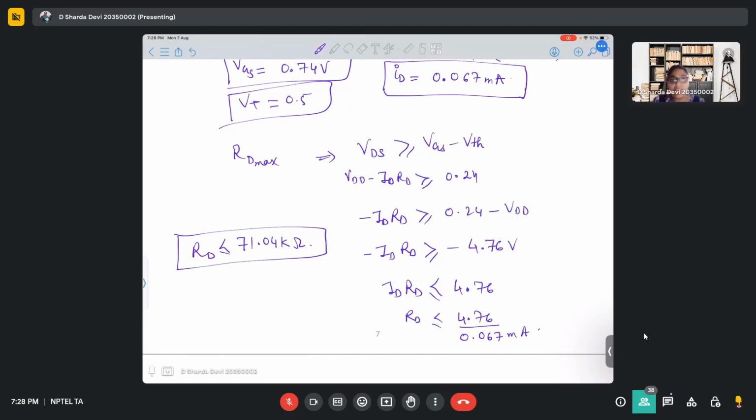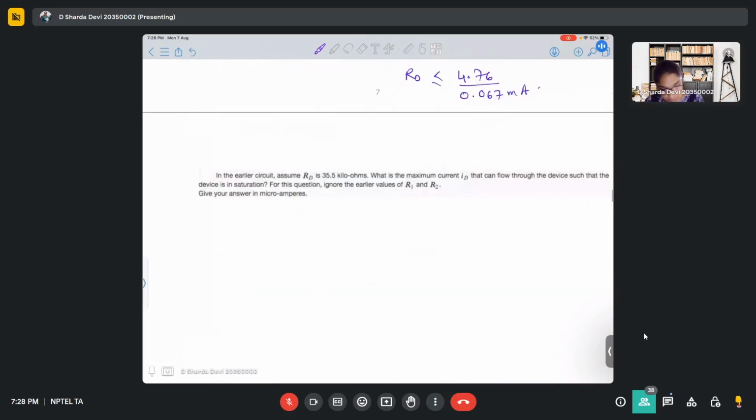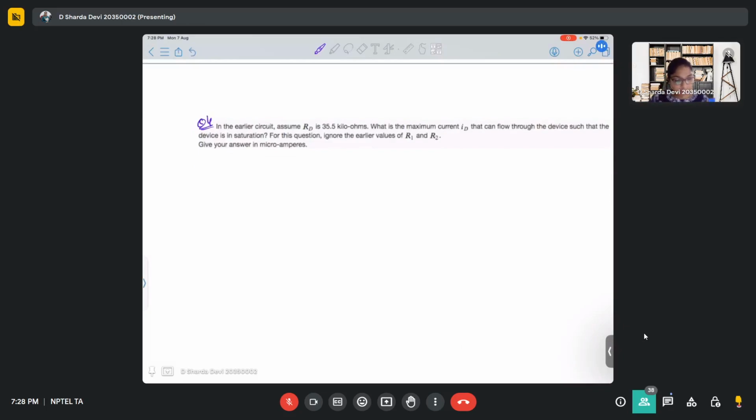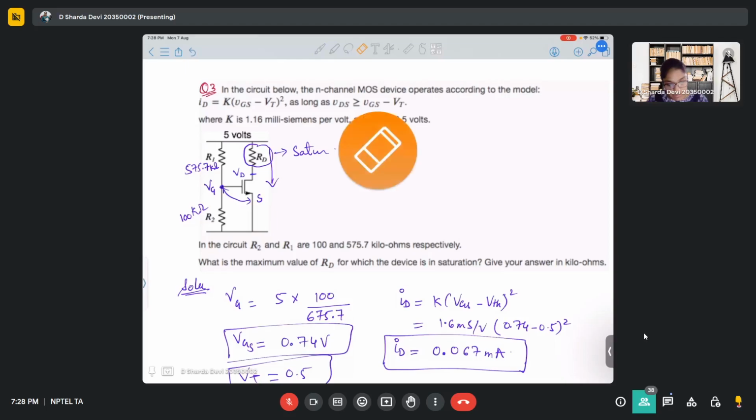Any doubts in this solution? Any doubts? Anyone? Hope there are no doubts. So let's move ahead to the next problem. This was question number 3. So question number 4. Same as the earlier question, we have to use the same circuit.